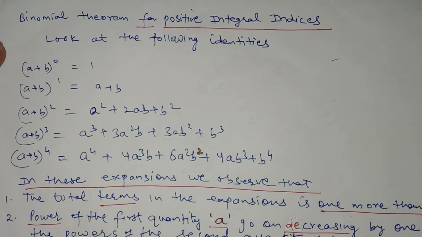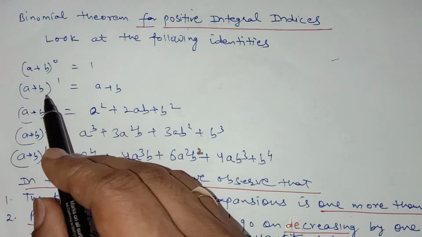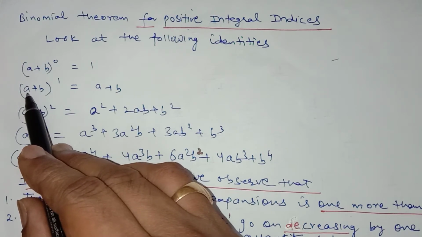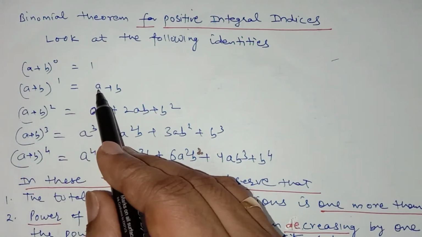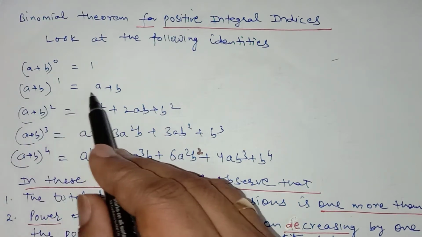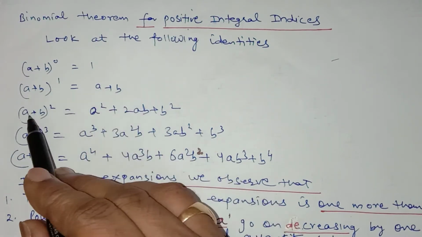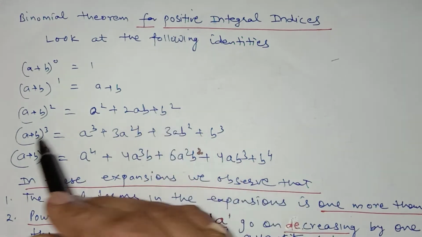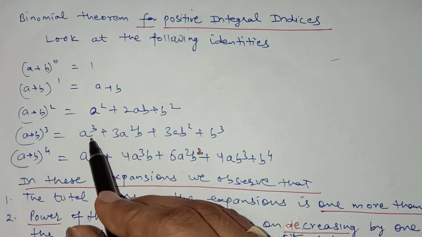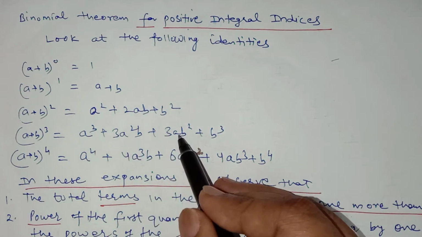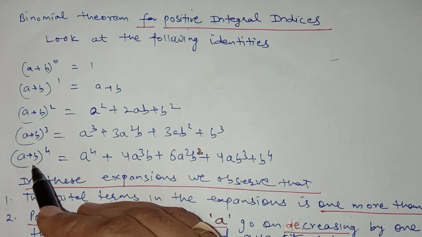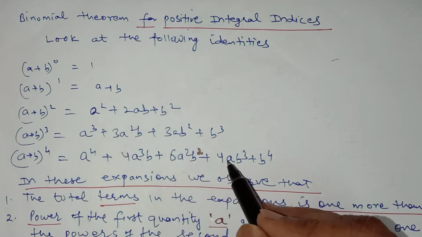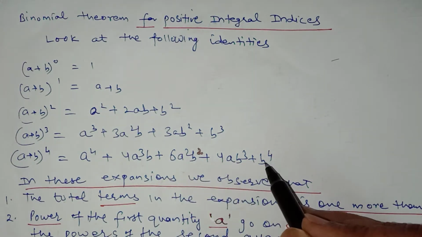Now the second observation is that, if we see it very carefully, the power of the first term of the binomial is decreasing. See, it is a raised to power 1, a raised to power 0. Power 2: a raised to power 2, a raised to power 1, a raised to power 0. Power 3: a raised to power 3, a raised to power 2, a raised to power 1, a raised to power 0. Power 4: a raised to power 4, a raised to power 3, a raised to power 2, a raised to power 1, a raised to power 0.